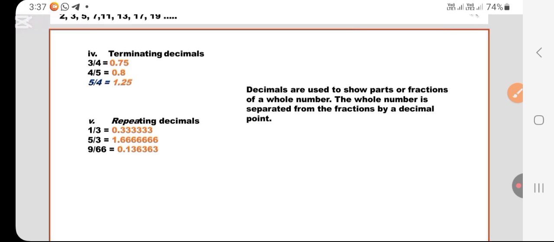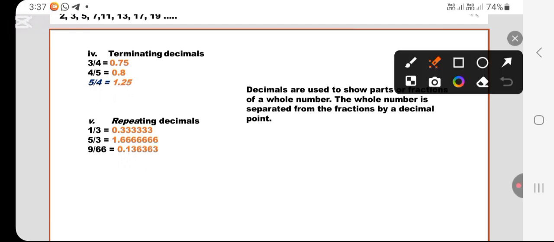Well, decimals are used to show parts or fractions of a whole number. The whole number is separated from the fractions by a decimal point. Let's go back to these terminating decimals.